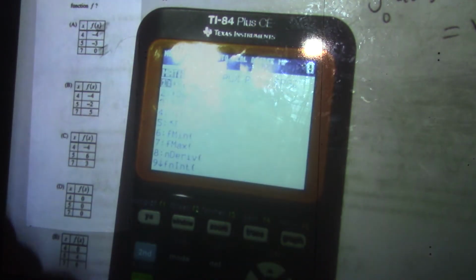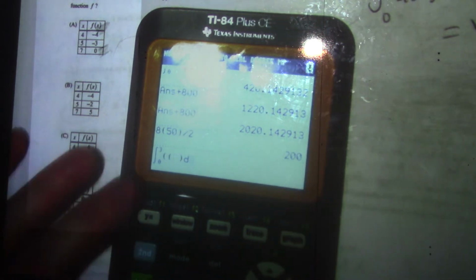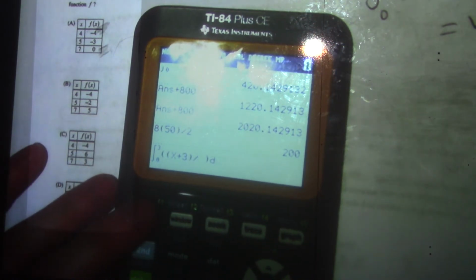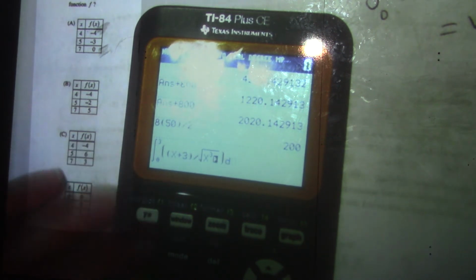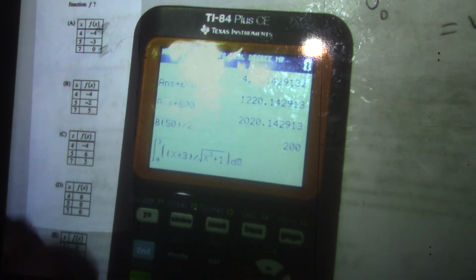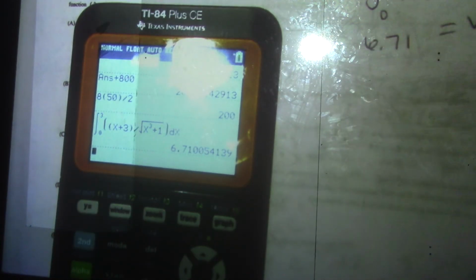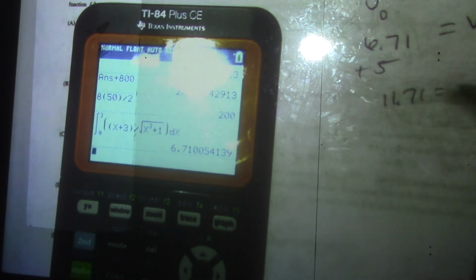And then this, we can just go to our calculator. We can take the antiderivative of that function. So math 9, we're going from 0 to 3. It's x plus 3 divided by square root of x cubed plus 1 dx. So then this integral is 6.71. Add the 5 over. That becomes 11.71, which is your velocity at 3. So E.